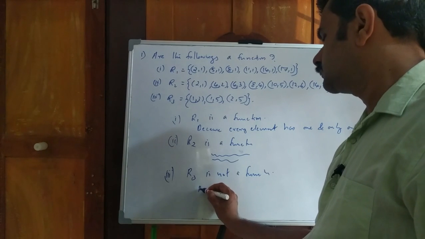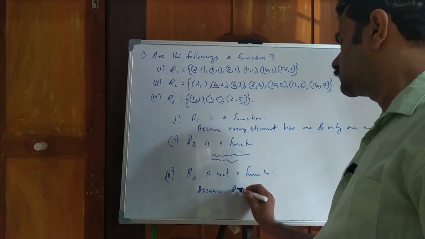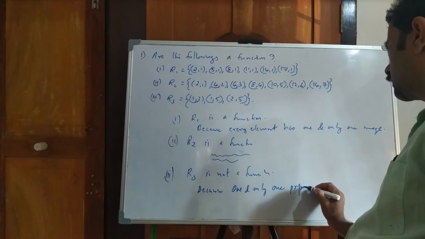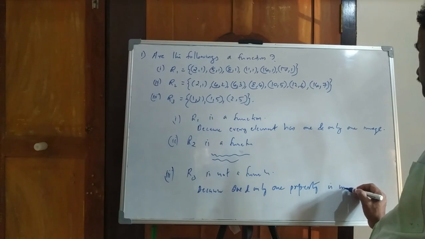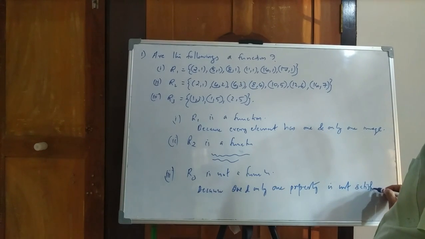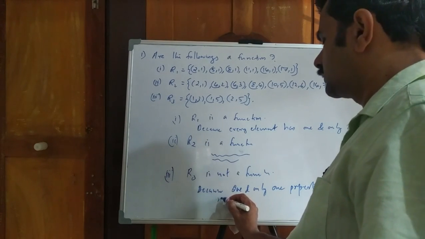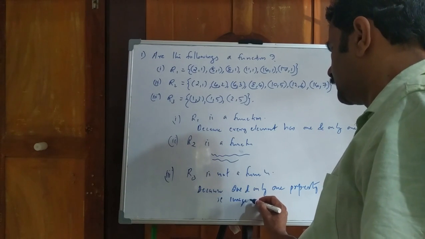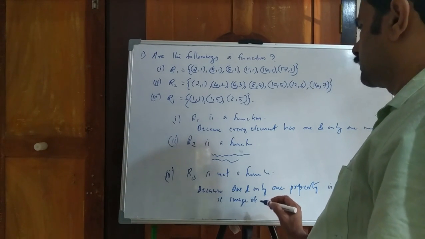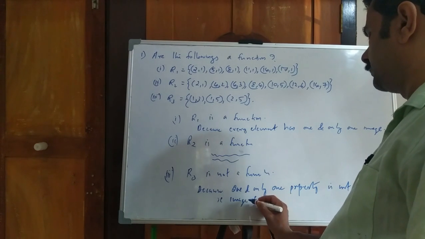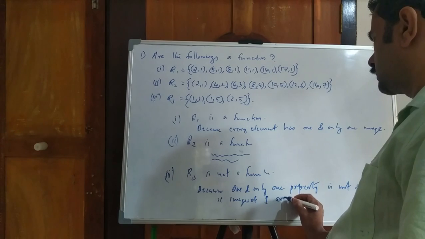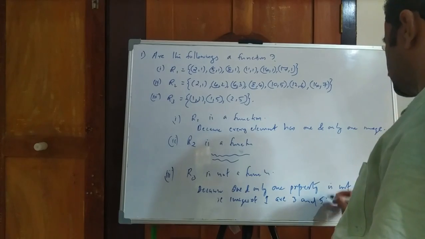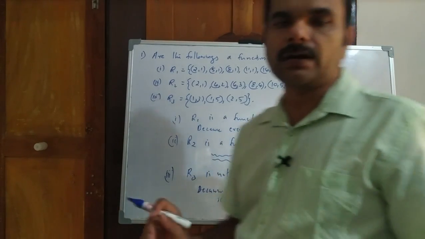Because what? Because the one and only one property is not satisfied. That is, the images of 1 are 3 and 5. Therefore, R3 is not a function.